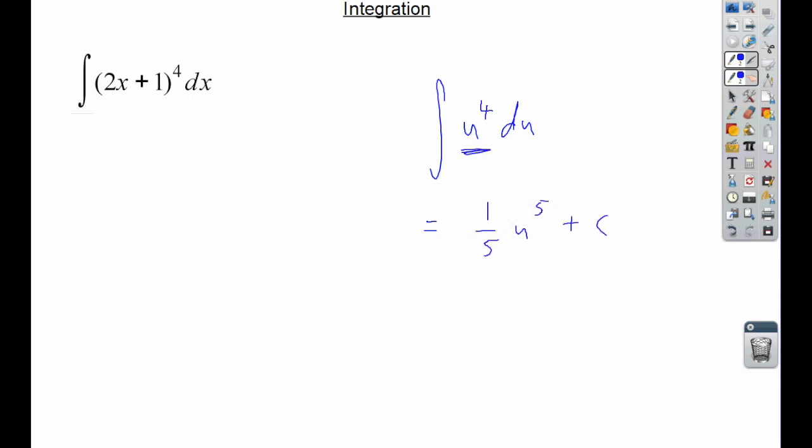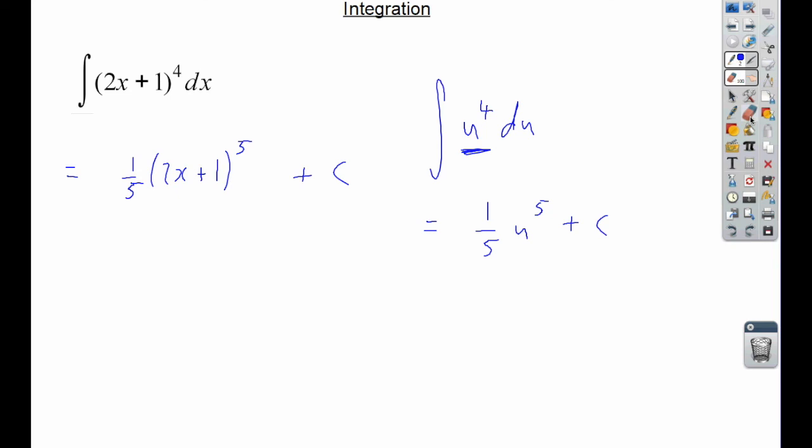Now that u could be anything in terms of x. In this case, I'm just choosing it to be 2x plus 1. So our answer is going to look like that. Initially I'm going to write down the 1/5 u to the power 5, so 1/5 (2x plus 1) to the power 5. I'll put in the plus c in case I forget, and I know the answer is going to look something like that. Do you know what the actual coefficient is going to be? If you do, then you've really got the hang of this. The actual coefficient is going to be 1/10.